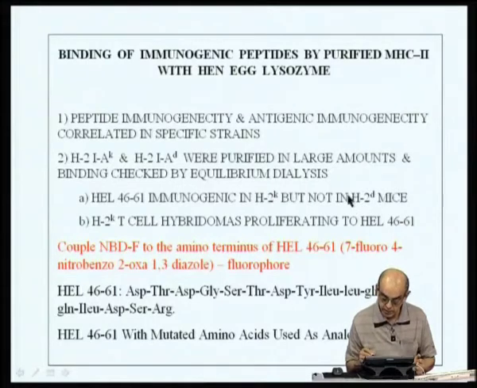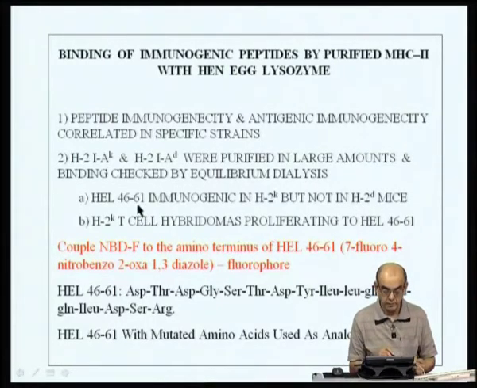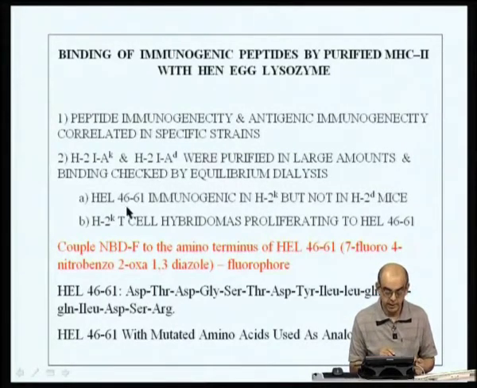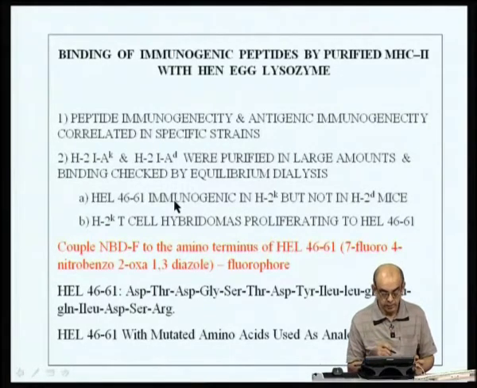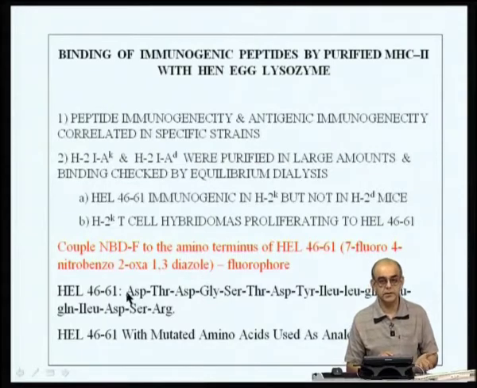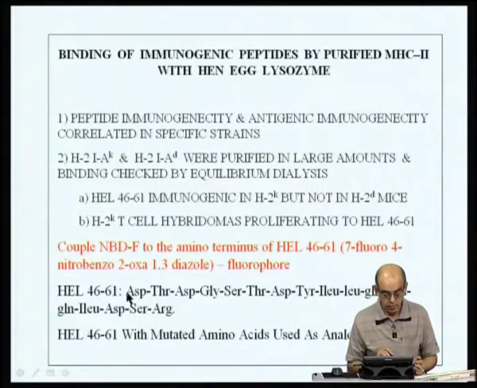In other words, H2D would not respond very well to this particular fragment, but the H2K strain would respond very well to this fragment by making antibodies and also activating T cells. So, this 46 to 61 had the ability to bind to T cells and activate them after being presented. Activation of T cells, as we learnt in lecture number 3, would lead to the proliferation of T cells.